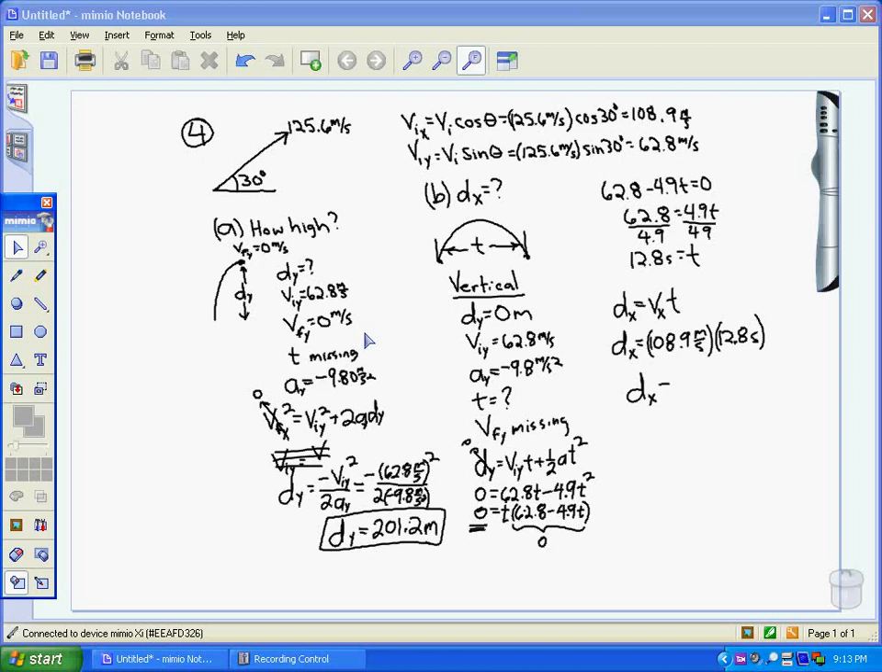The real key is being able to find t for the whole path in part B, and that's when your dy is 0, since it landed back at the same height again.